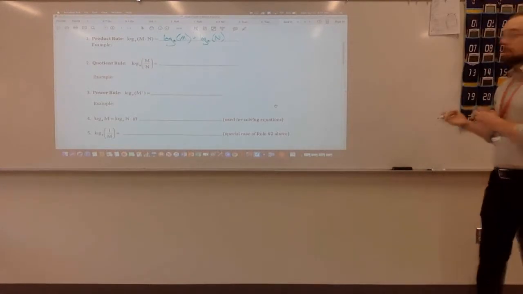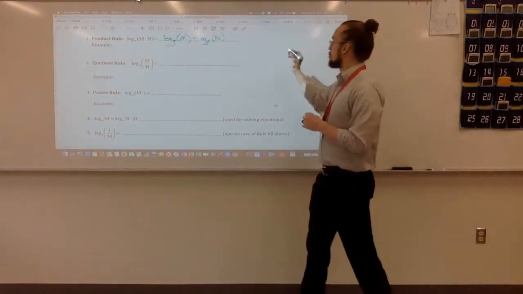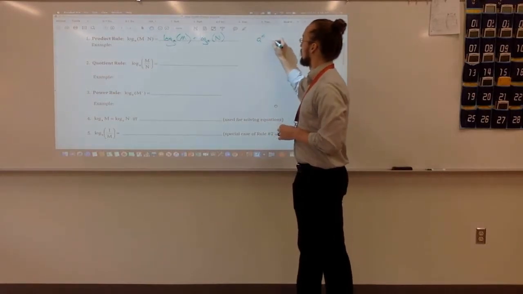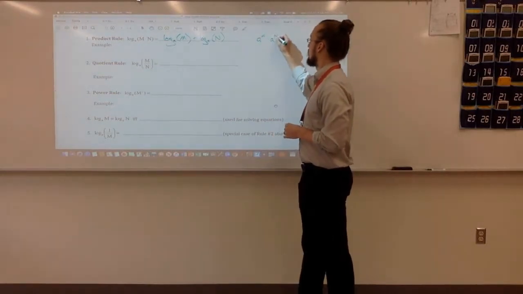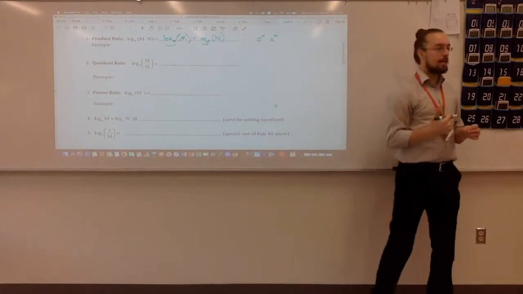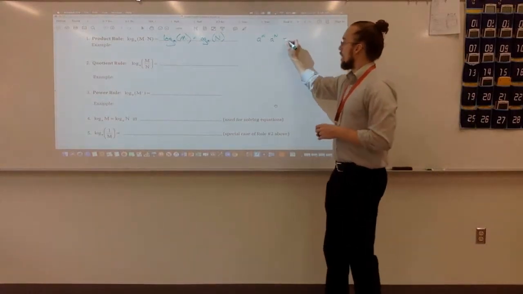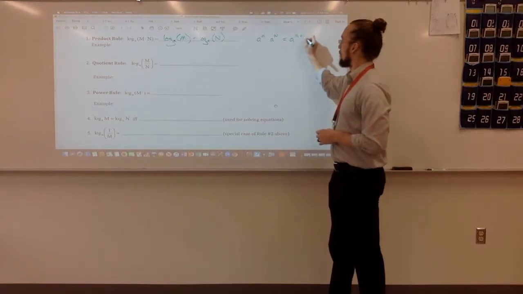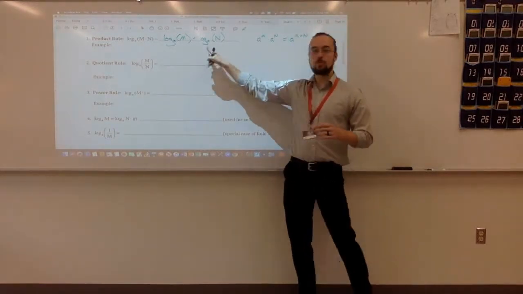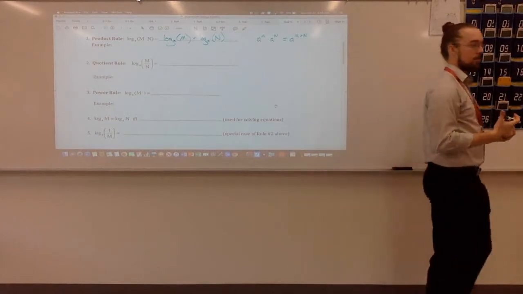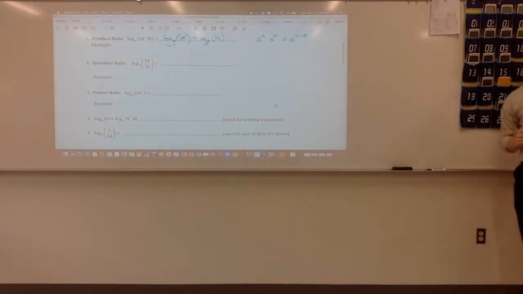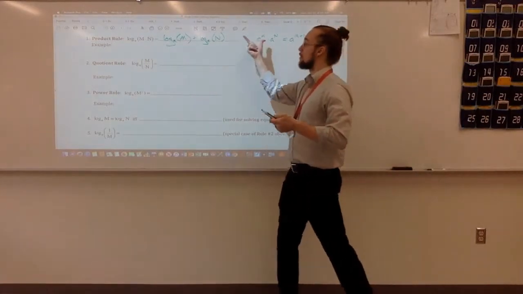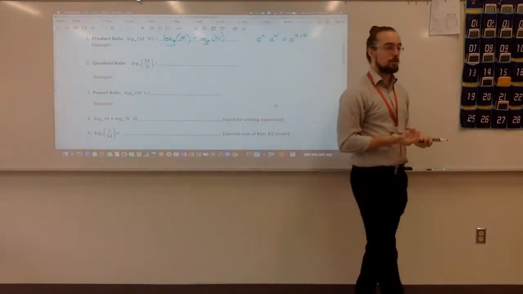This is really, really closely related to this rule. If I've got a to the m times a to the n power, well, I can just add the exponents together. I can write this as a to the m plus n. That's where this rule comes from. Since logs are equal to exponents, we have similar rules between our exponential functions and our logarithmic functions.